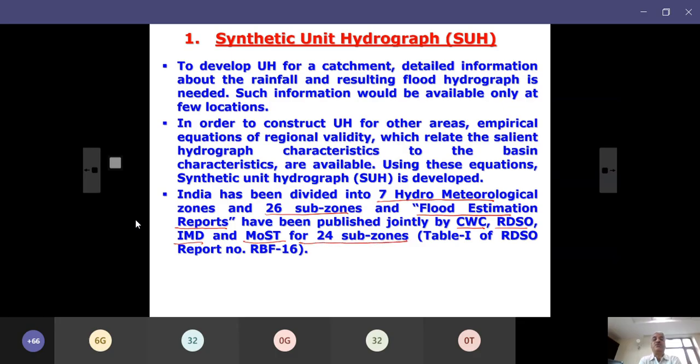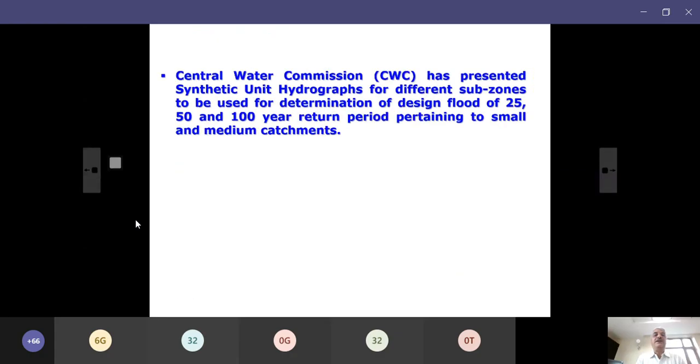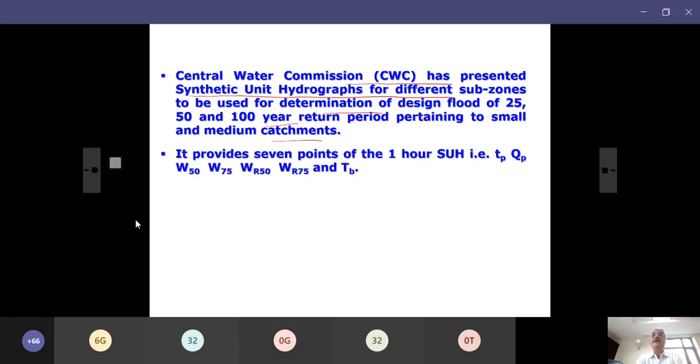Out of these 26 subzones, reports are available for 24. For 2 subzones, there are no reports. The list of these we have seen in table 1 of the RDSO report, or in figure 2 of RDSO report RBF 16. So in every report, first find the zone, and if you go to the report, you will find that synthetic hydrograph equations are there for different subzones for design flood durations of 25, 50 and 100 years return period, pertaining to small and medium catchment areas.